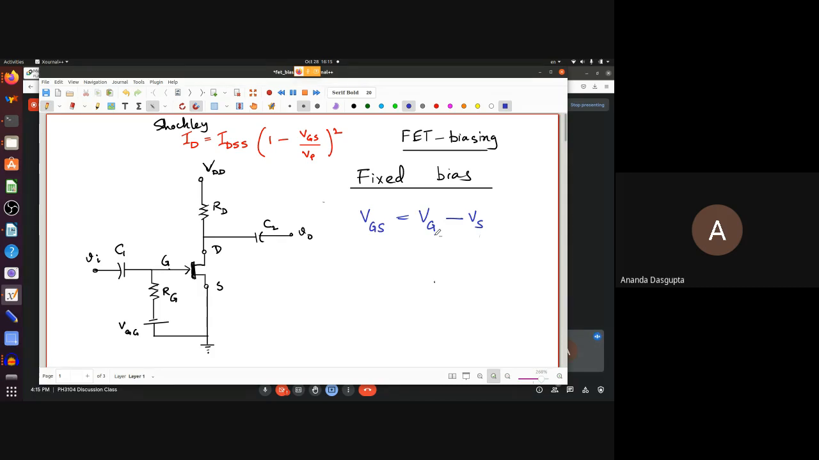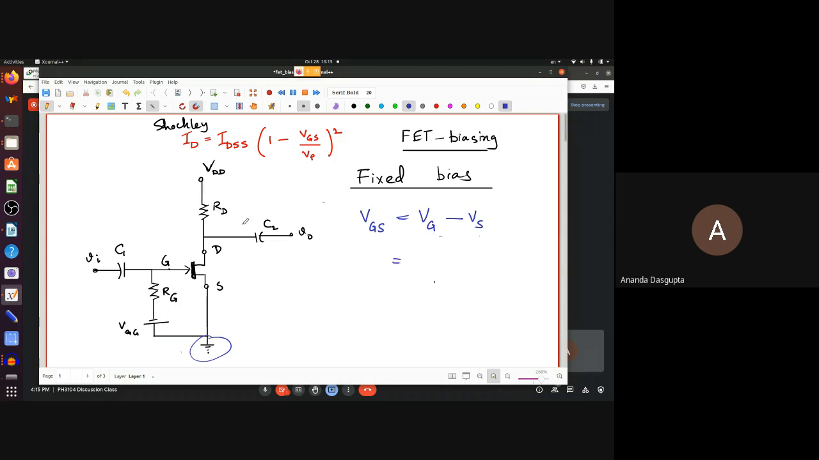So there is some point which you designate as the ground. Here the circuit clearly shows that this point is the ground. And when you say VG, you mean the voltage of the gate with respect to this point. And when you say VS, you mean the voltage of the source with respect to this point. VG will be again the voltage of the gate with respect to this point, the ground. Now, VGS is of course the voltage difference between the gate and the source. It's the voltage of the gate with respect to the ground minus voltage of the source with respect to the ground.